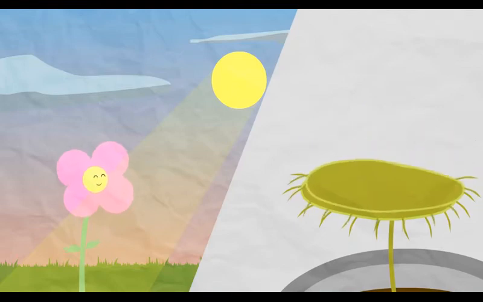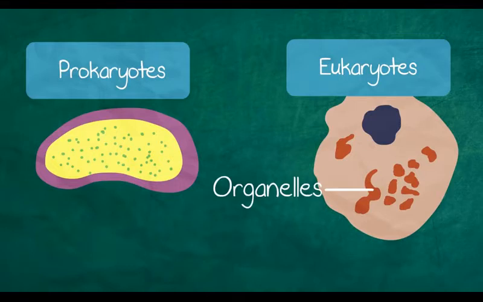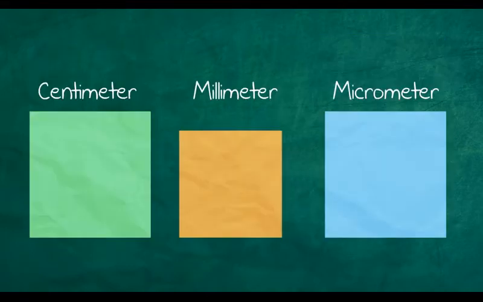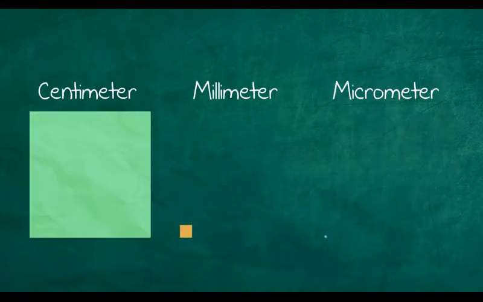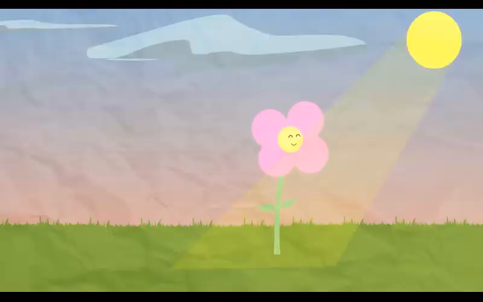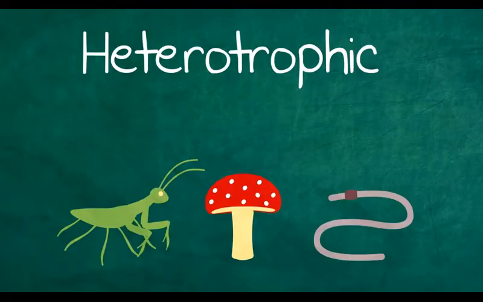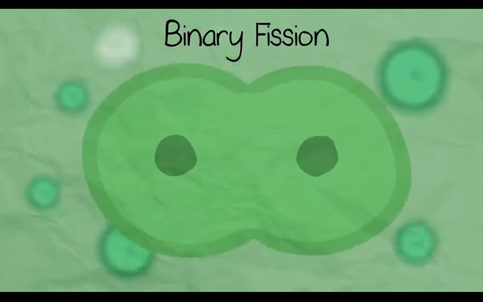And finally, the Prokaryota kingdom. They are unicellular. They lack organelles that are seen in eukaryotes. They are typically really small, about 10 micrometers in size, much too small to see with the human eye. They have cell walls and are autotrophic, using photosynthesis and chemosynthesis without light, and are heterotrophic. They divide by binary fission, not mitosis.